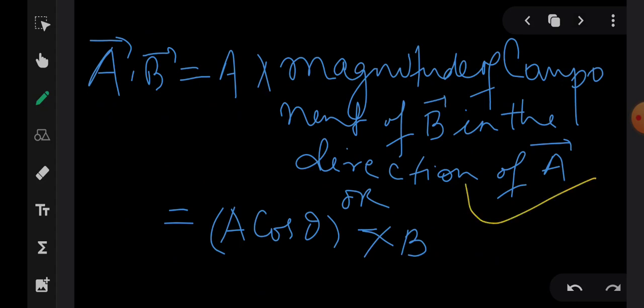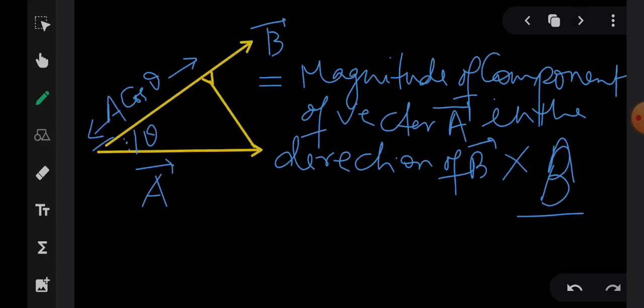The same can also be written as a cos theta into b. What is a cos theta? It is the magnitude of the component of A vector in the direction of B vector. Let us see, again draw a perpendicular. You can see here it is a cos theta. It is the component of A vector in the direction of B vector. So it will be the magnitude of the component of A vector in the direction of B vector, times the magnitude of B vector.